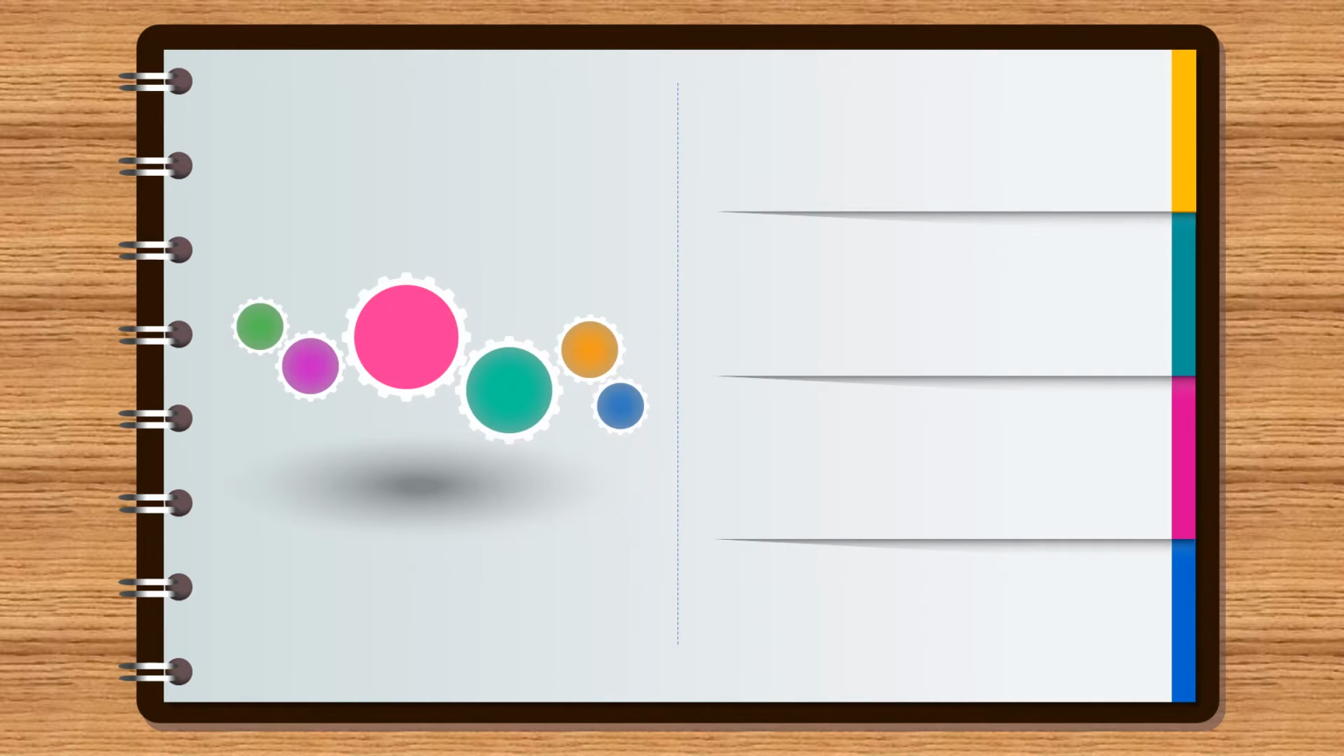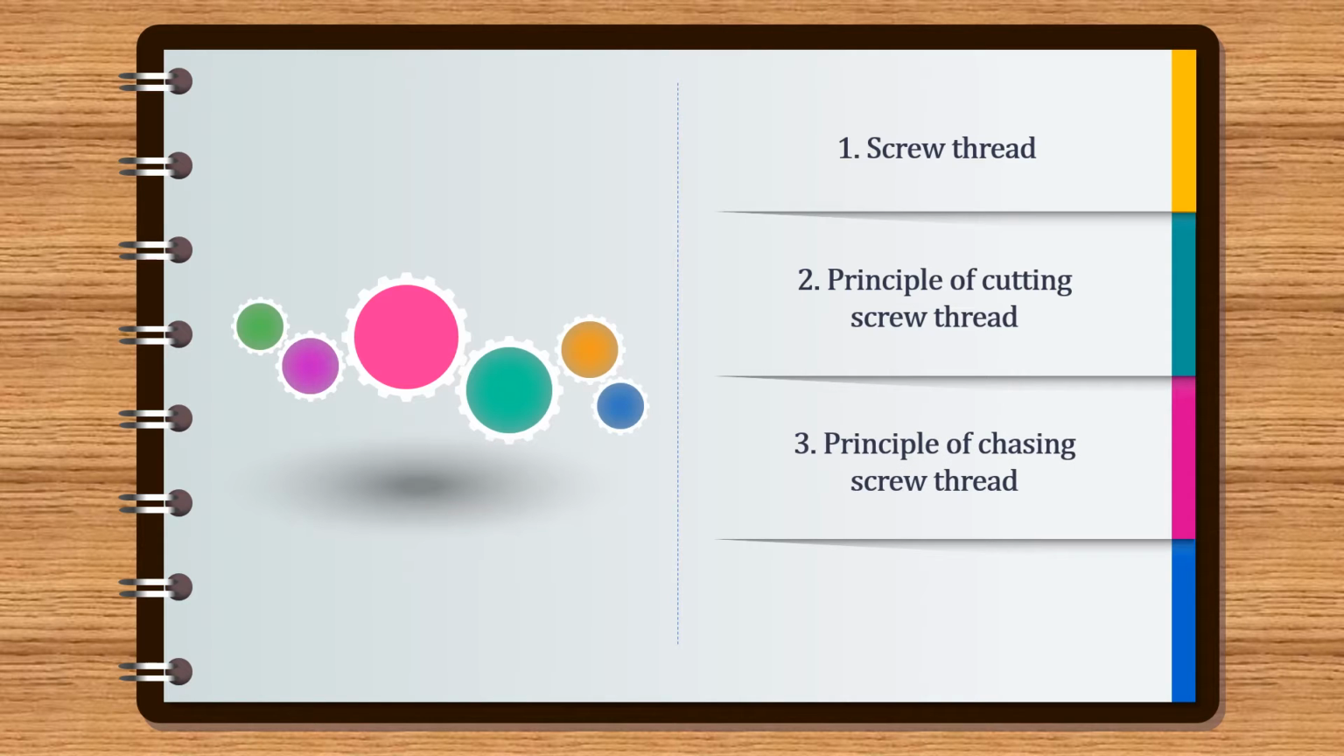In week number 36, we are going to discuss the topics of 1. Screw thread. 2. Principle of cutting screw thread. 3. Principle of chasing screw thread. And 4. Setting tool for cutting internal and external threads.